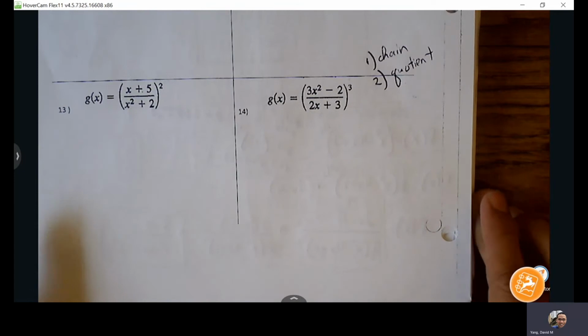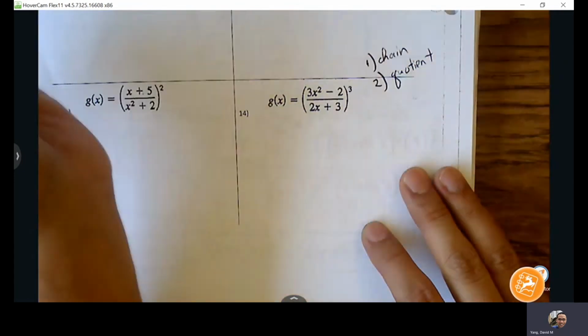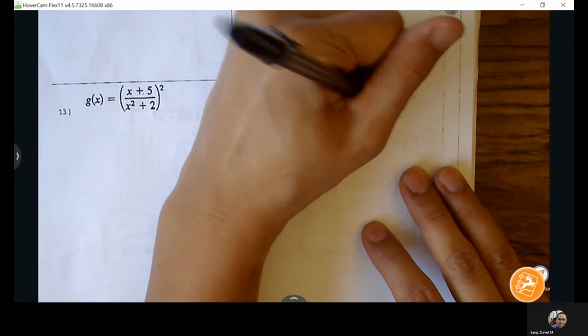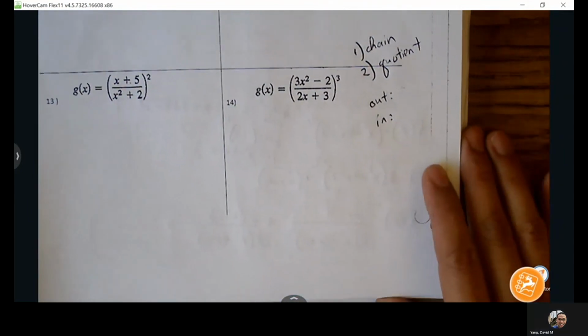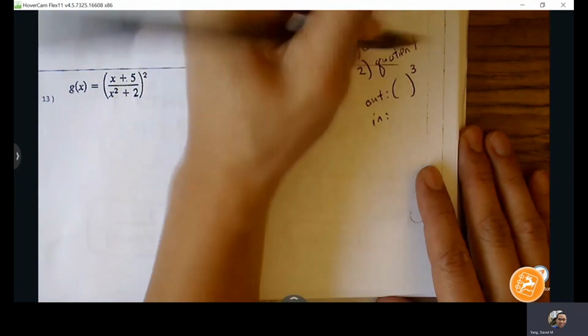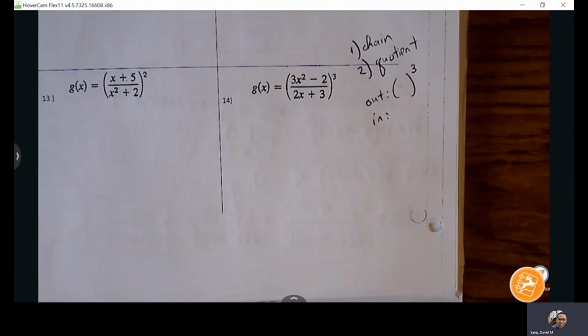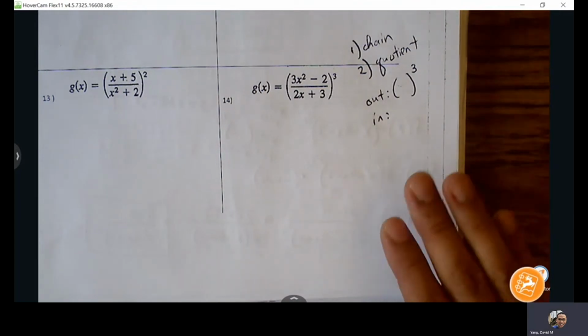Okay, so number 14, you said chain rule first. So if we do chain rule first, that means we want to identify the inside outside, right? What's the outside portion? Or cube, right? Yeah. I was thinking of it. And then, oh, okay, got it. You're jumping to the derivative.